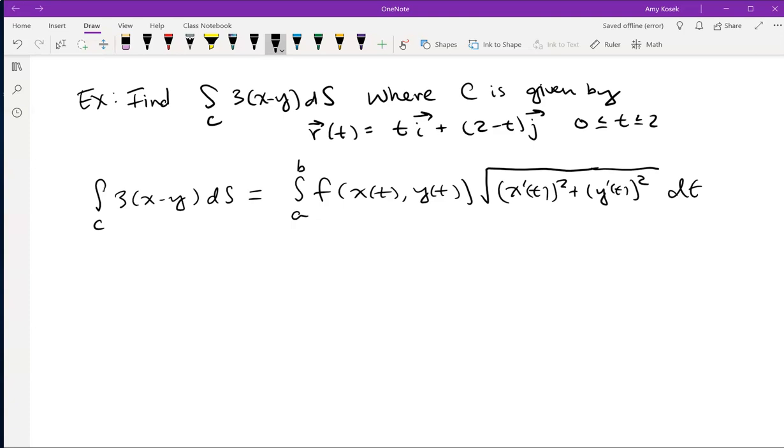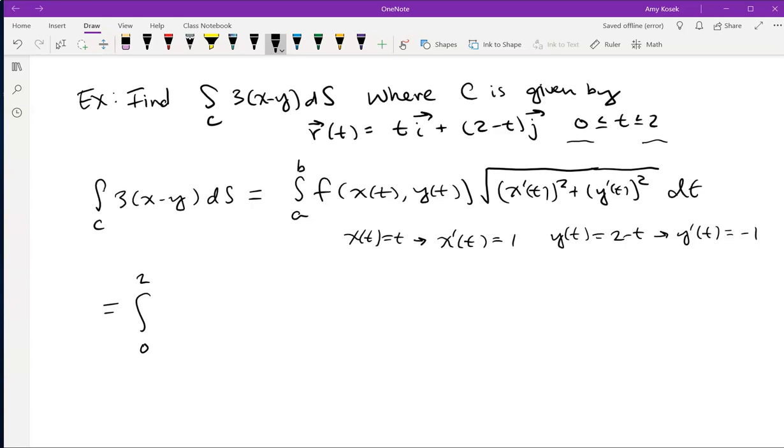So, as a little bit of side work, let's find x prime of t. Well, x of t is t, so x prime of t would just be 1. And y of t was 2 minus t, so therefore y prime of t is going to be negative 1. A is 0 and b is 2.